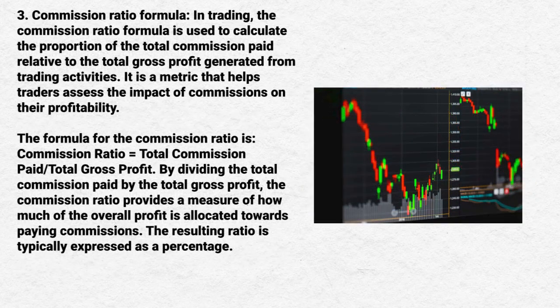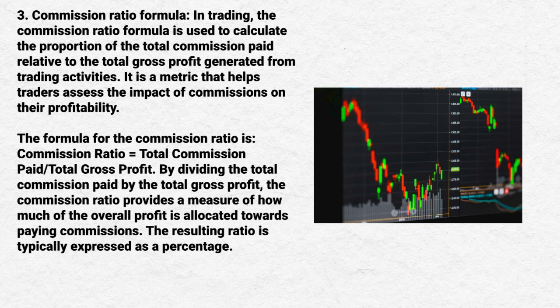3. Commission ratio formula. In trading, the commission ratio formula is used to calculate the proportion of the total commission paid related to the total gross profit generated from trading activity. It's a metric that helps traders assess the impact of commissions on their profitability. The formula for the commission ratio is commission ratio equals total commission / total gross profit.